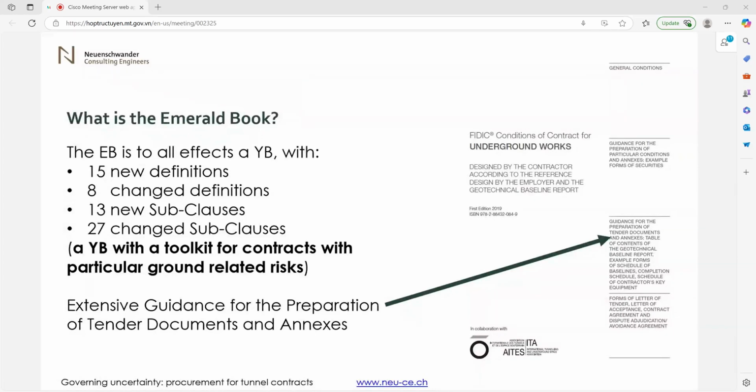The geotechnical baseline report, or a similar provision that allocates ground risks properly, time-related costs, time extension and time reduction, and so on. Next, please.